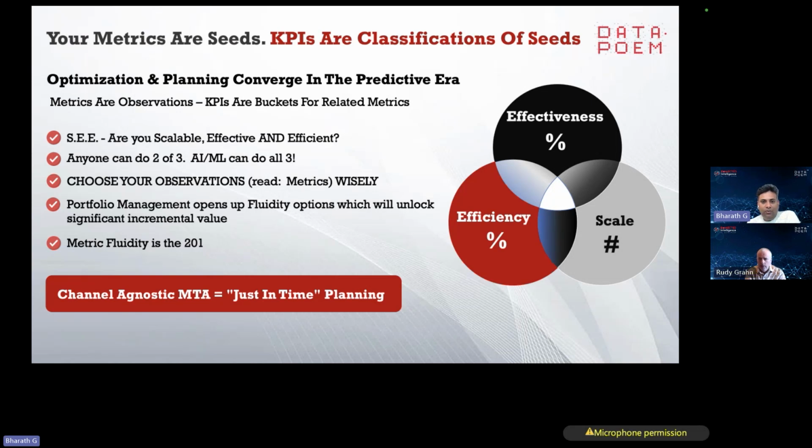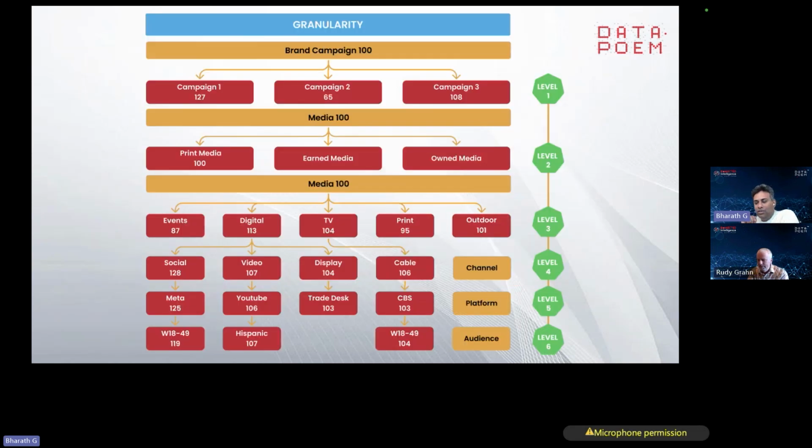Yeah. So just to give you a sense of what Rudy is talking about, imagine this is the campaign structure for a lot of clients. When he talks about scale, it starts with a brand doing multiple kinds of campaigns across paid, owned, and earned media, across different media types, which is events, digital, TV, print, outdoor, and then within that, channels, which is social, video, display. They're all tactics. And then within that, platforms, which is Google or Meta or YouTube, Trade Desk, CBS, and then within that you actually do audiences, right?